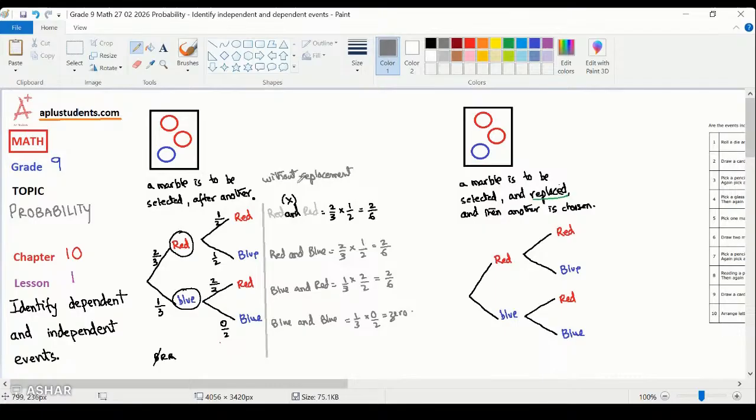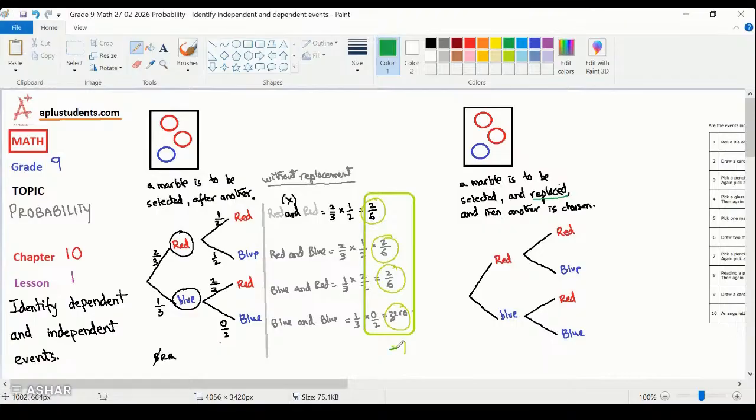That we selected the first marble and we did not replace it. What you need to remember is the total sum of the probabilities. This is 2 upon 6, right? 2 upon 6 plus 2 upon 6 plus 2 upon 6 plus 0. The sum of the probabilities would always be equal to 1.